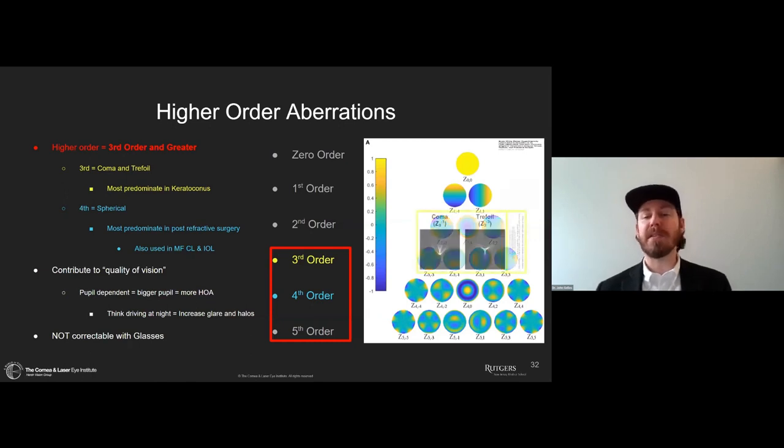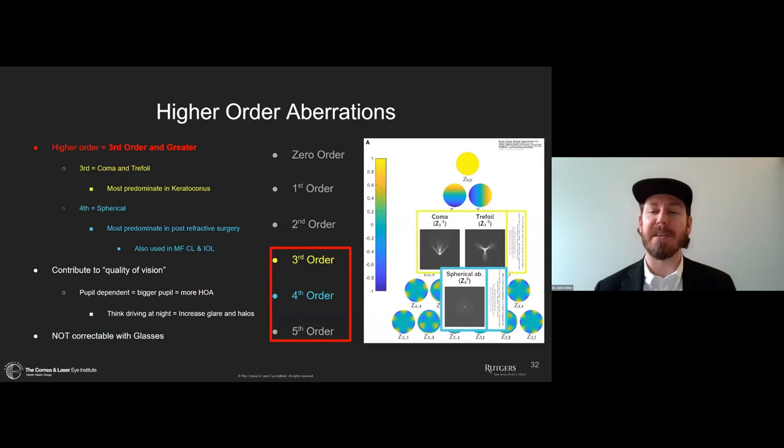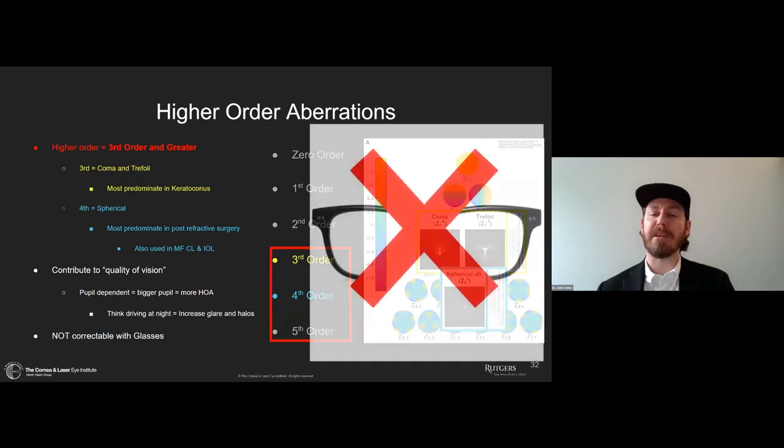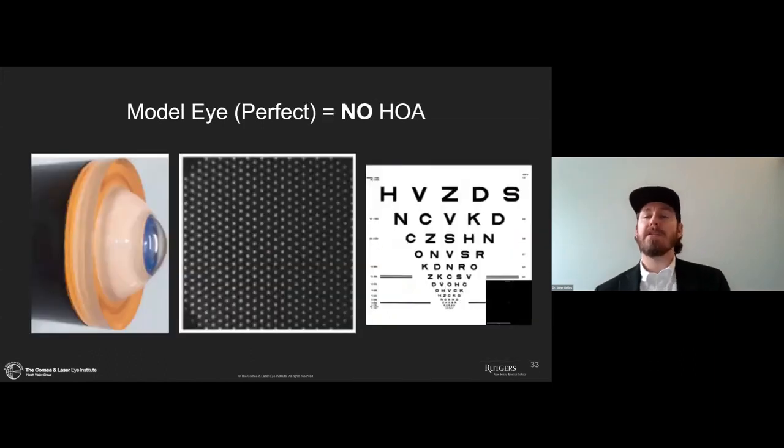So when we look at this, these are the sorts of things that we're seeing. It's the halo, flare, glare, spread, smear, starburst, those sorts of things that patients are really referring to when they're saying, oh, I'm having these problems with the quality of the vision. Higher order aberrations really contribute to the quality of vision, right? These are not going to be correctable with glasses. So let's kind of run through this a little bit, right? Let's put it all together.